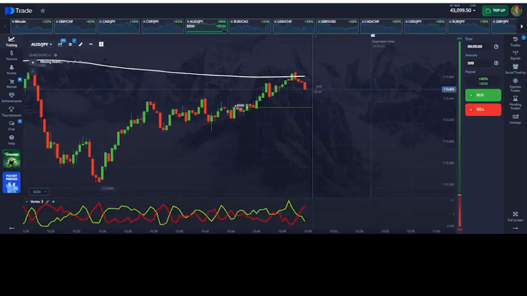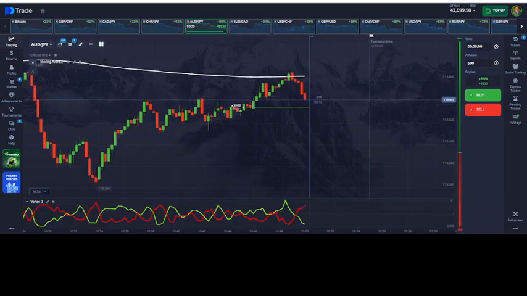Okay, so I'm back on the Aussie dollar Japanese yen. This trade is about to expire in a few seconds. So let's wait for the expiration of this trade.